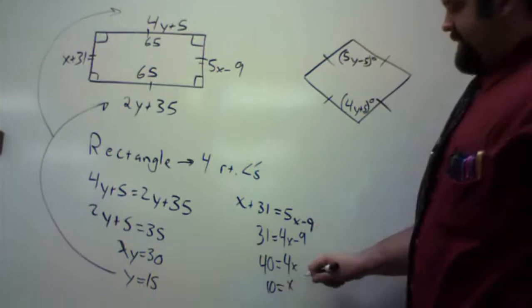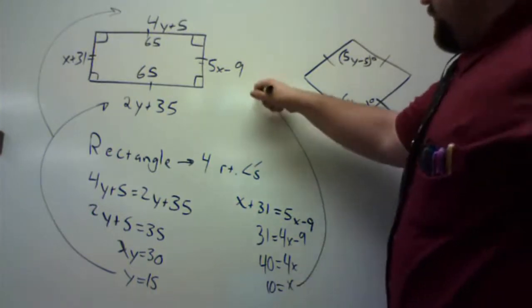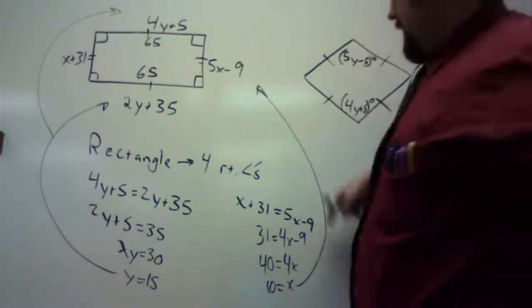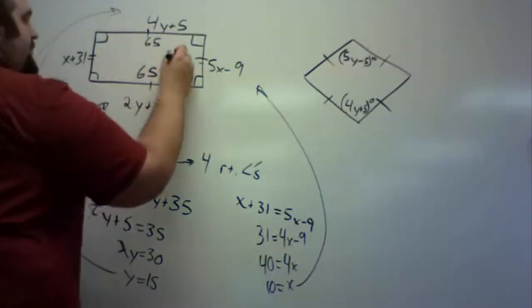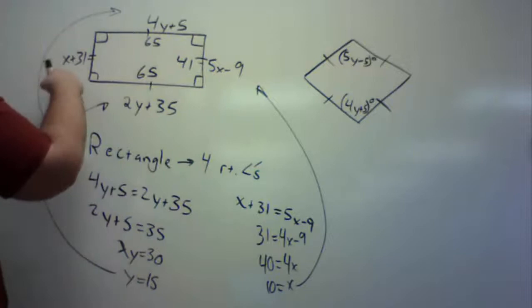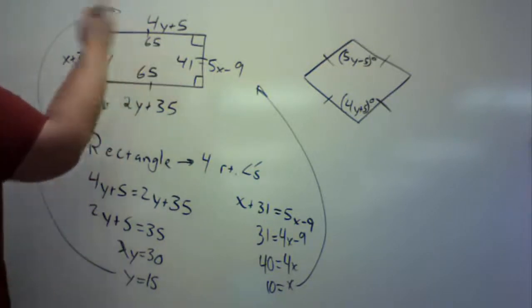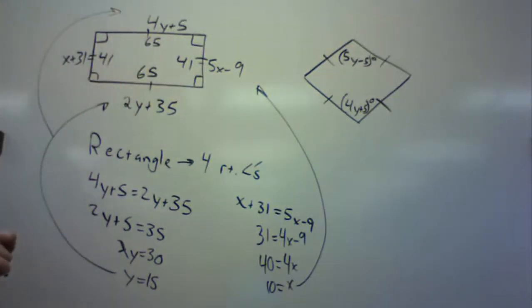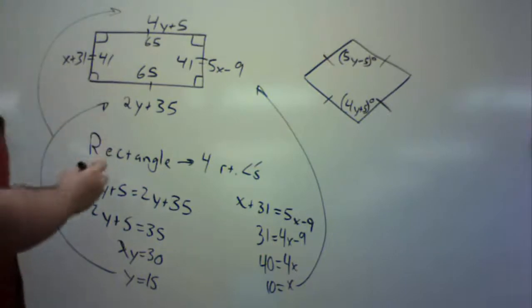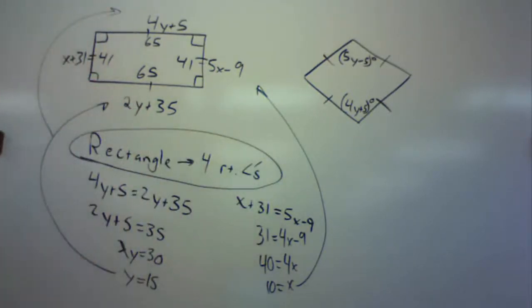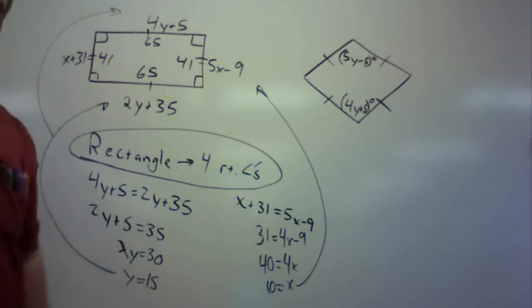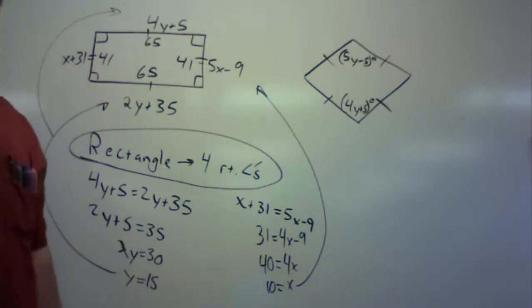So let's plug it back in because I don't care about what x is. I want to know what value it has here. So 10 back in, I get 5 times 10 is 50, minus 9 is 41. 10 plus 31 is 41. Is this all four sides being congruent? No. So in this case, it's only a rectangle because it has four congruent angles. And it's not a square because it doesn't have four congruent sides.